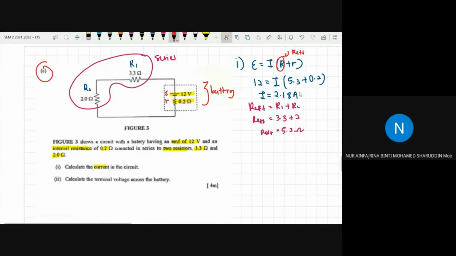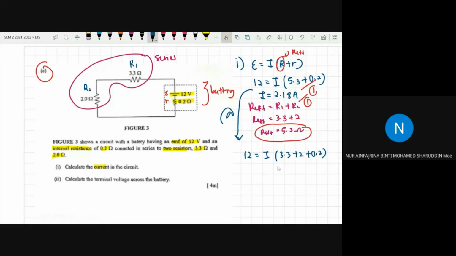So 1 mark for the substitution, but for the substitution mark you must show the calculation for the effective resistance, and another mark for the current. So if you tak tunjuk calculation for the effective resistance, if you buat macam ini, 12 equals to I, 3.3 plus 2 plus 0.2, acceptable as well. So no worries. Okay, then only you can get 2 marks for this question.